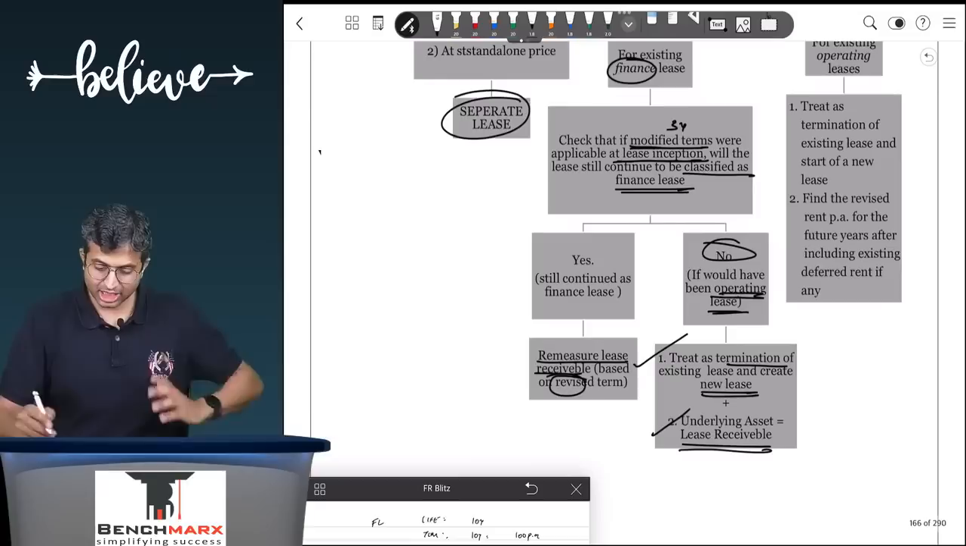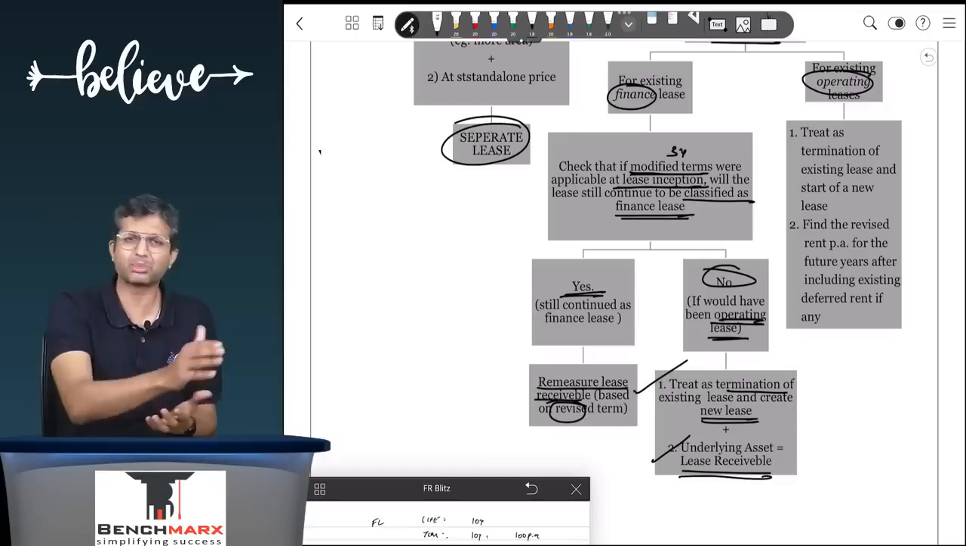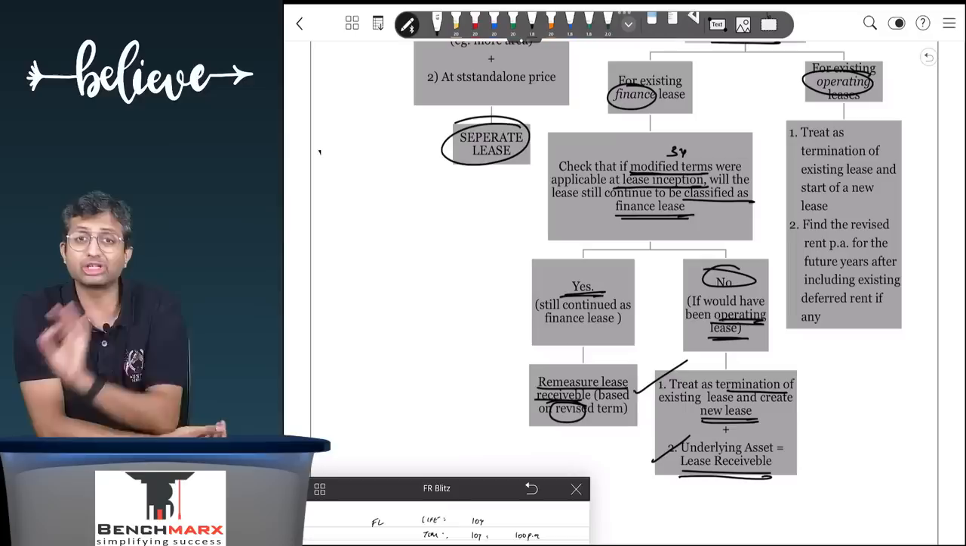However, if your lease is an existing operating lease, in which case the asset continues to appear in your books. If it is an existing operating lease, the asset is already there in your books. There is no challenge that you have derecognized the asset, the asset is in our books. And if there is a modification, then you treat it as a termination of the existing operating lease and creation of a new lease. Simple as that.